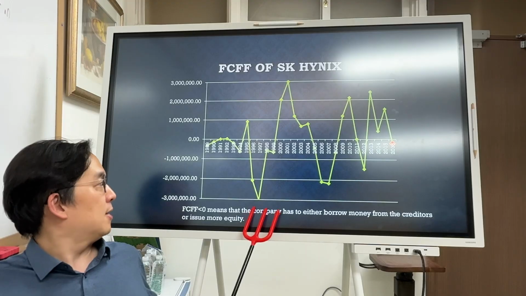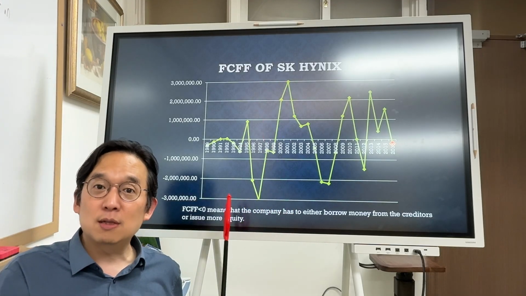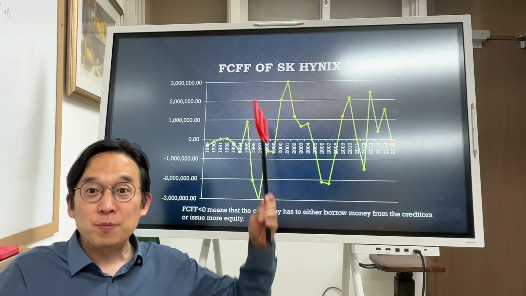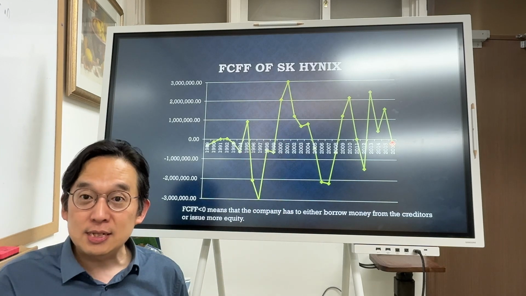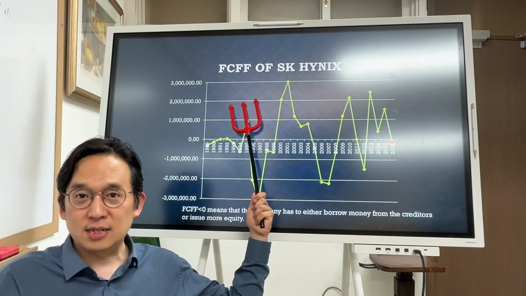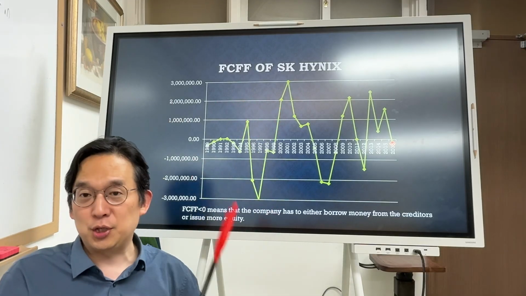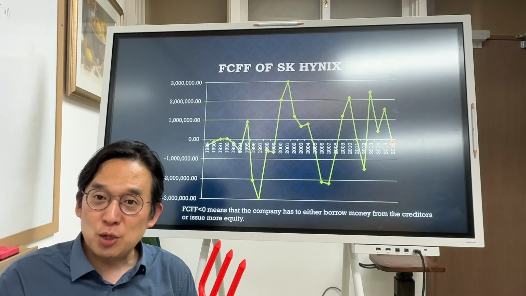Sometimes it's deeply negative, sometimes it's highly positive. Why do we have such a dancing free cash flow? Because of the nature of the business. Remember, this is SK Hynix. The semiconductor super cycle matters here. It's the memory chip business, right?